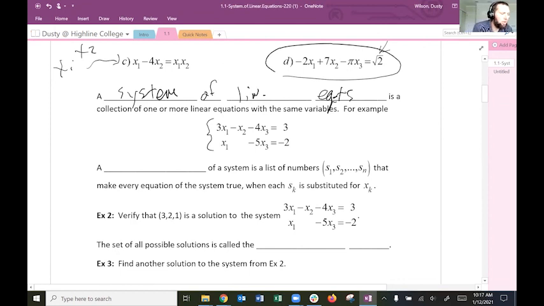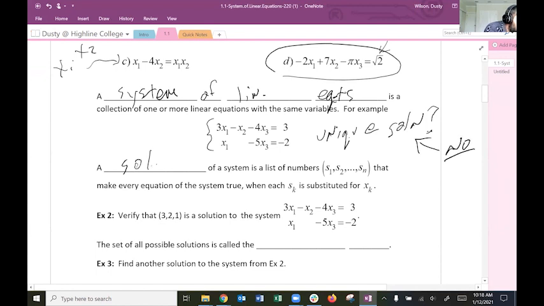Would this particular system have a unique solution? How do you know? Just using some of your beginning algebra skills. So you have 3 variables, x1, x2, and x3, but only 2 equations, so there's just not enough information. So the answer is going to be no.